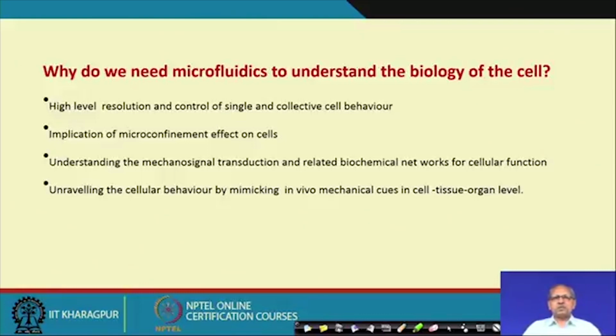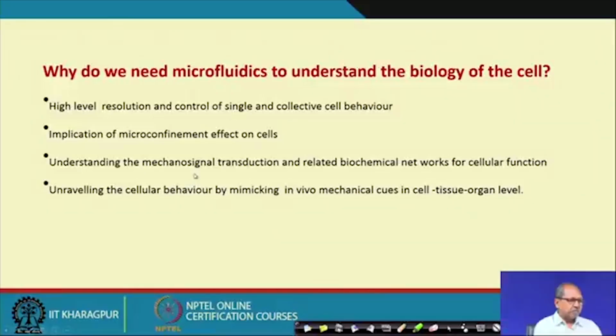Then the implication of micro-confinement effect on cells. Here we want to define what happens if you put the cell in different types of 3-dimensional biophysical cues which will deform the membrane as well as the nucleus and manifest their phenotypic characteristics. Like, if you put the cell in a microtube where both nucleus and cellular membrane are deformed, how do these things affect cell viability, cell division, cell migration and apoptosis?